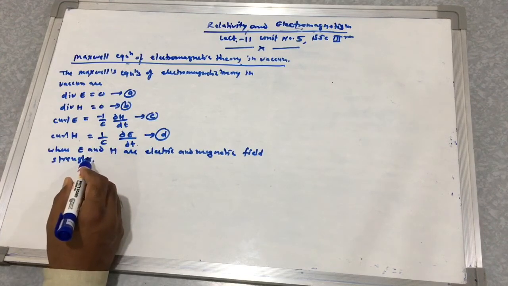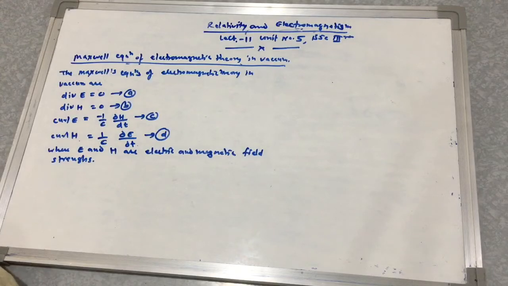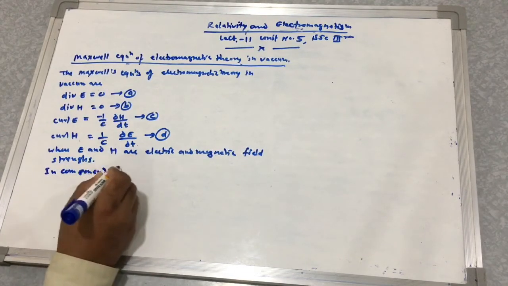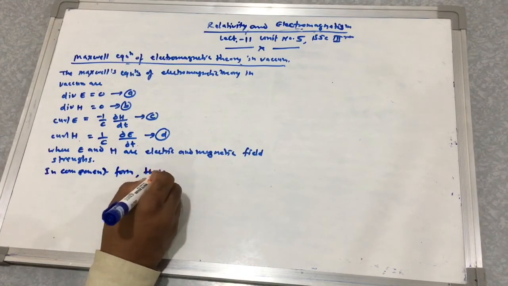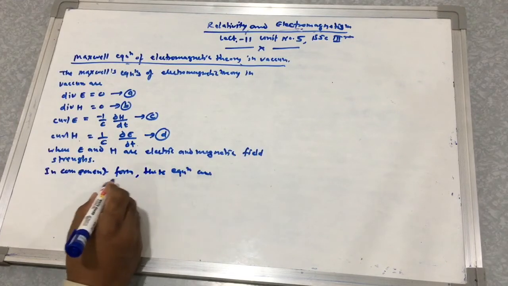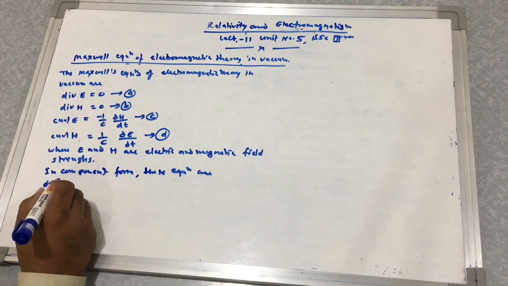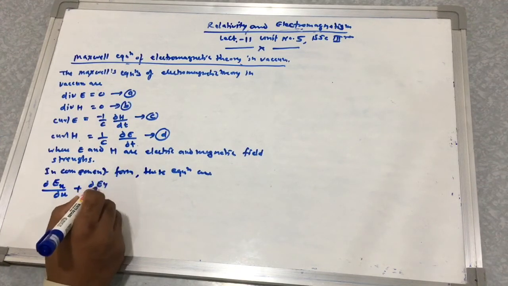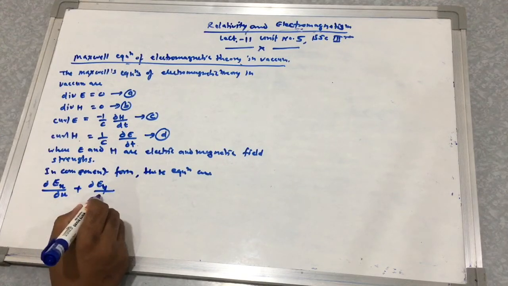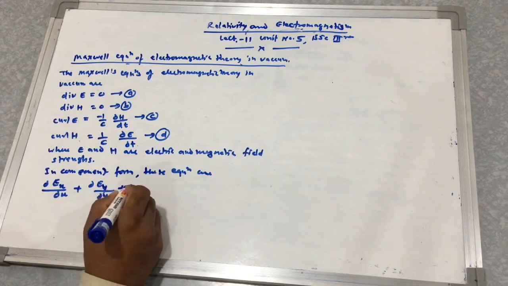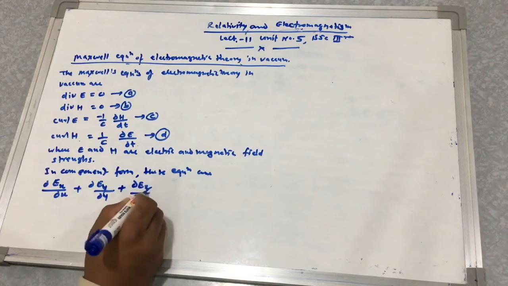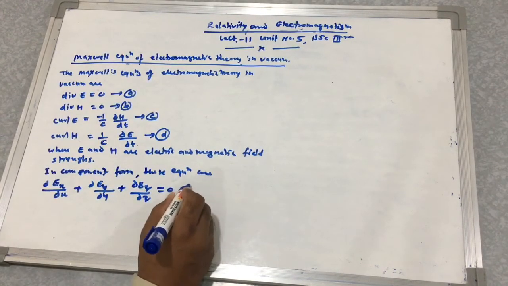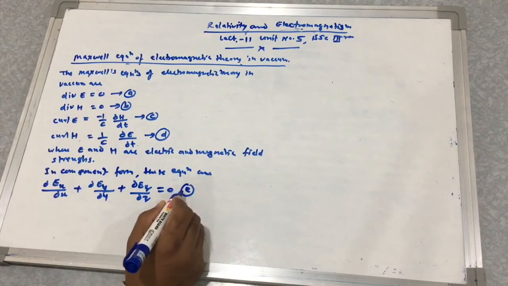So in component form, these equations are: ∂Ex/∂x plus ∂Ey/∂y plus ∂Ez/∂z is equal to 0. This equation is E.